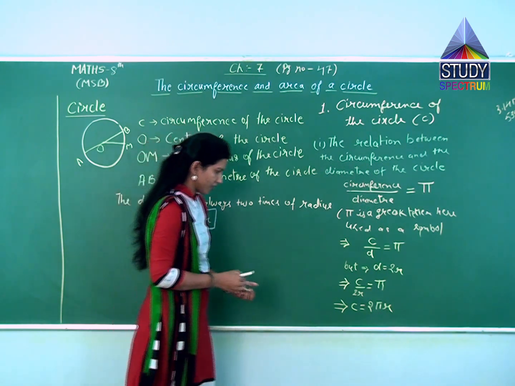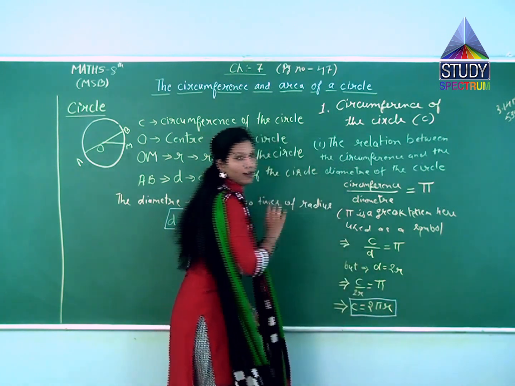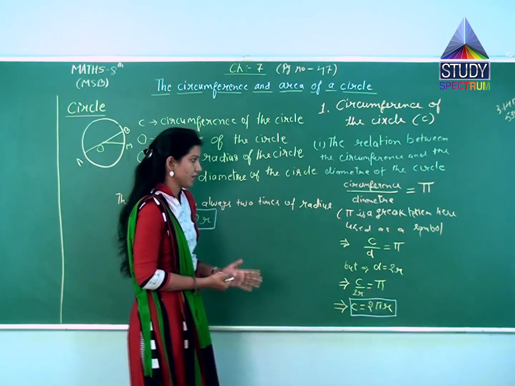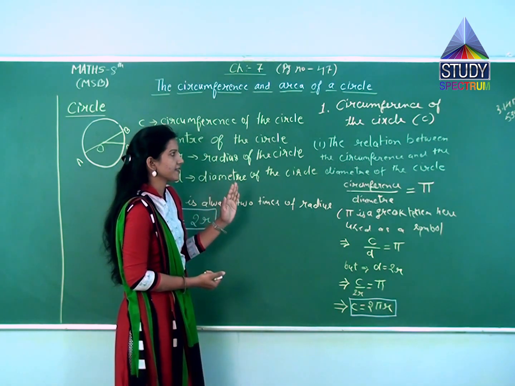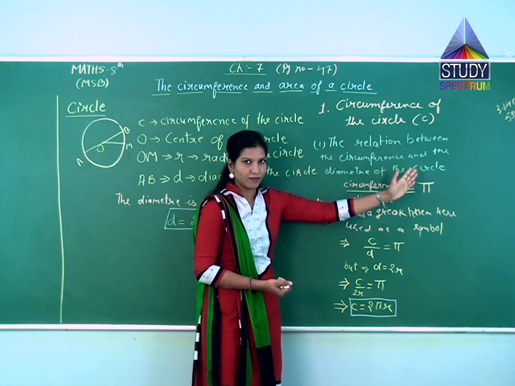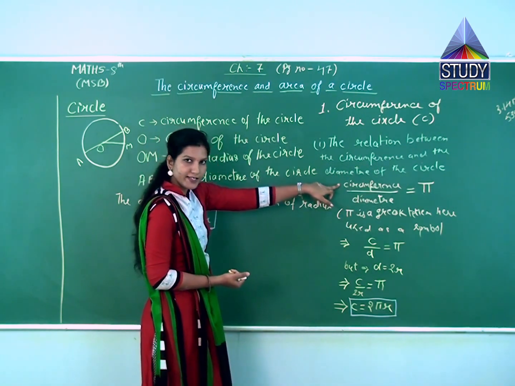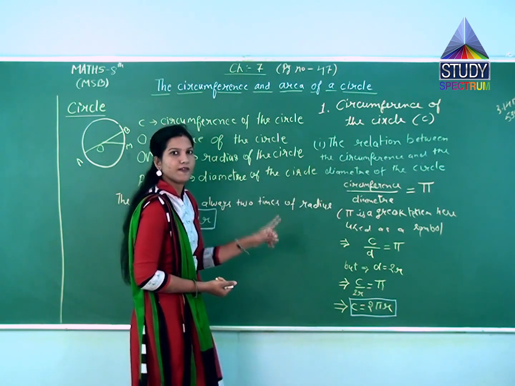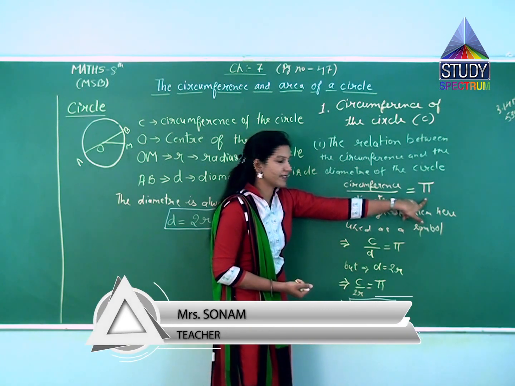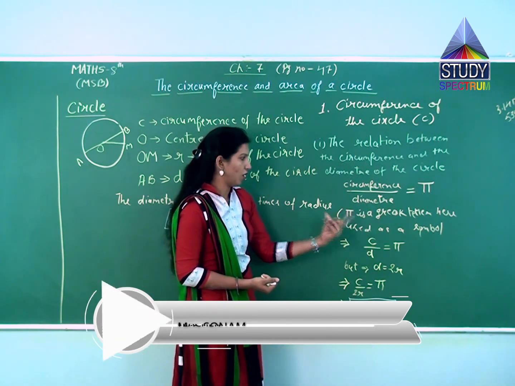So what is the formula of circumference of the circle? C is equal to 2 pi r. This is the formula which we will use for our further calculation. What have we done? We were asked to find out the relation between the circumference and the diameter of the circle. So the ratio of circumference of any circle to its diameter is always equal to a constant number pi, which is an irrational number, and it is a Greek letter which is here used as a symbol of constant.